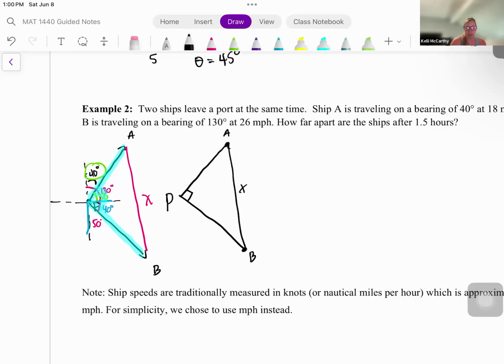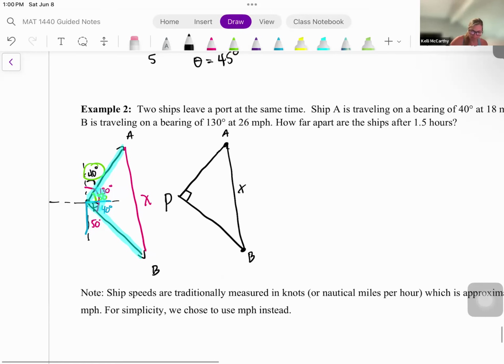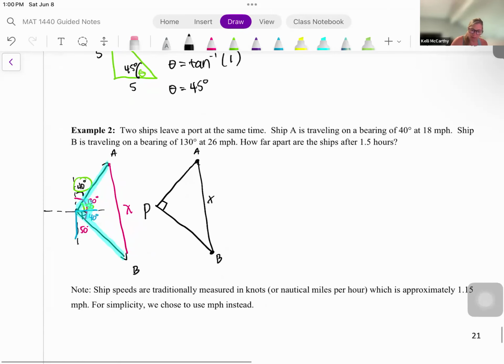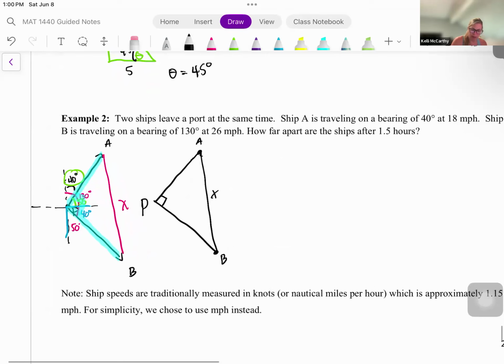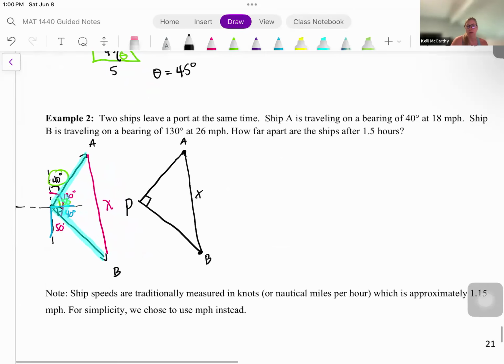Now, the other information that they're giving us is how fast the ships are traveling. Ship A was traveling 18 miles per hour. Well, if we're traveling for 1.5 hours, this length is going to be 18 times 1.5 or 27 miles. Ship B was traveling at 26 miles per hour. So 26 times 1.5 gives us how far ship B has traveled, and that's going to be 39 miles.